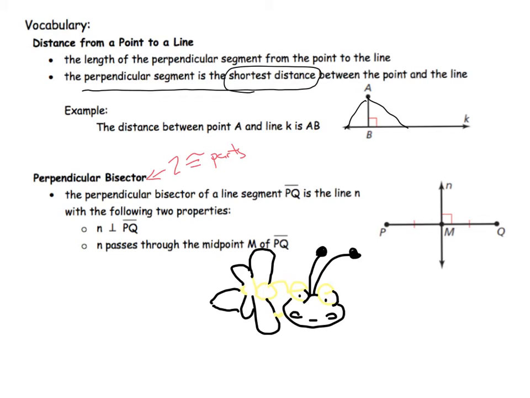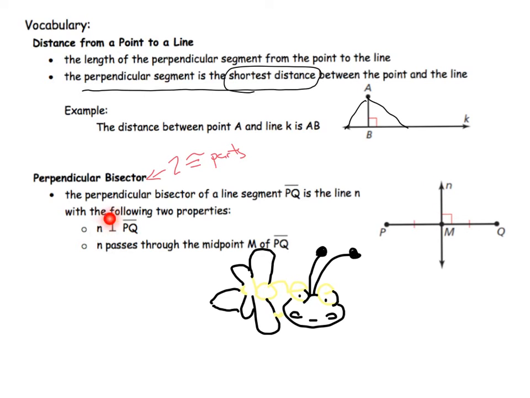Okay, that's what bisecting means. It cuts something into two congruent pieces. So the perpendicular bisector of line segment PQ is the line N which has the following two properties.